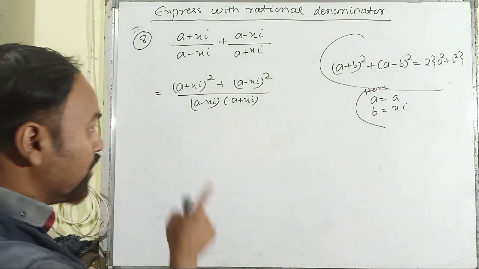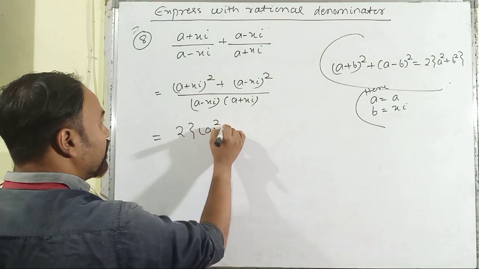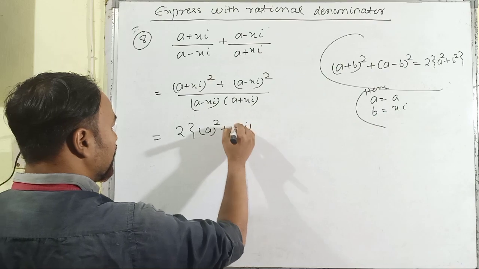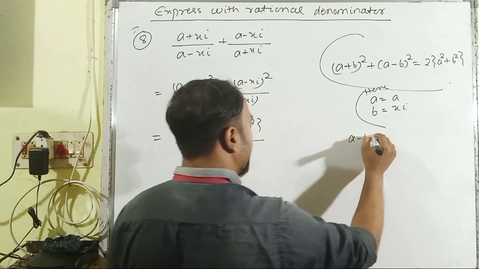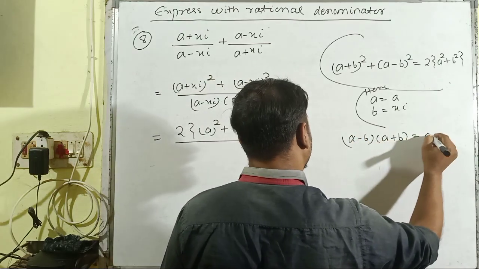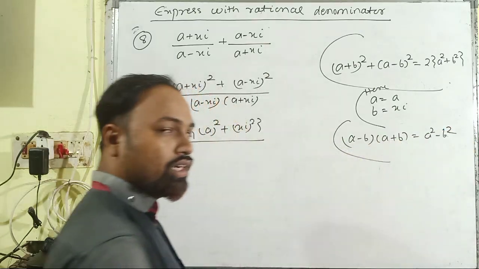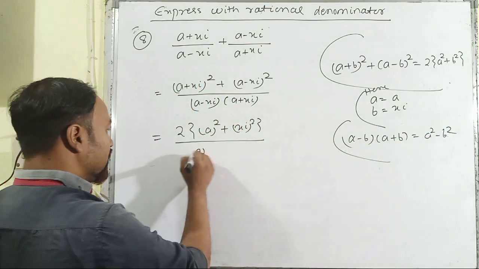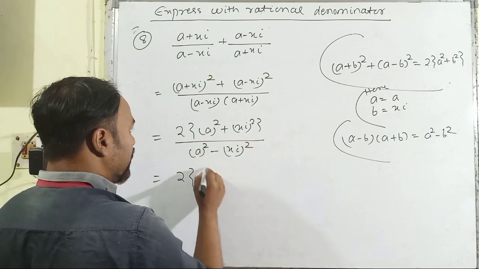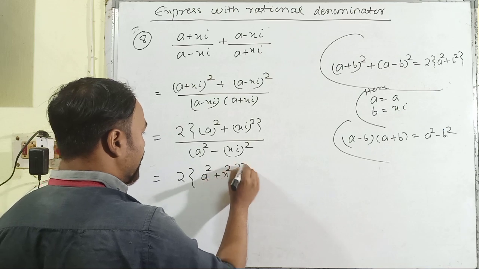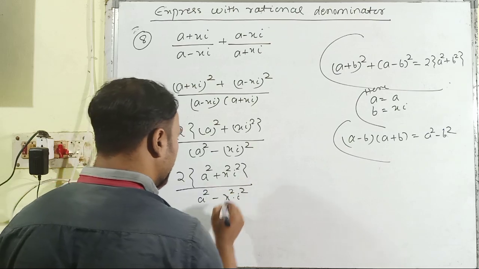By putting this value in the algebraic identity formula, we have 2(a² + b²), in place of b it is xi, so (xi)², divided by, again, (a - b)(a + b), which is a² - b². We put this algebraic identity in the denominator part, that means a² - (xi)². Then it is 2(a² + x²i²) whole divided by (a² - x²i²).